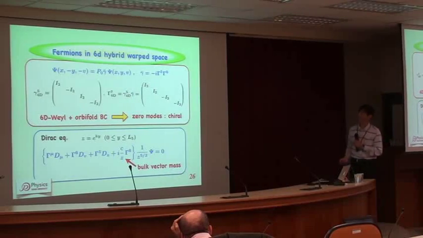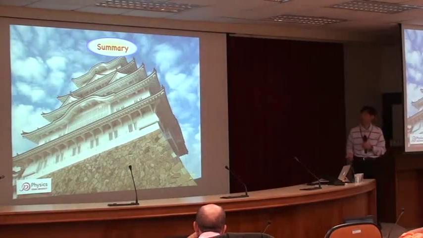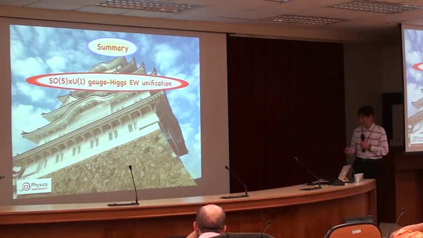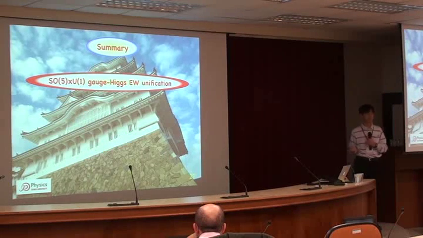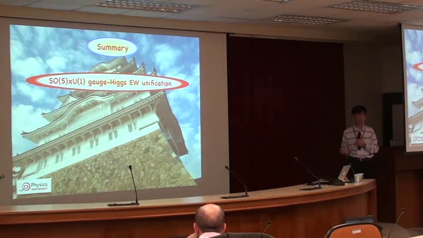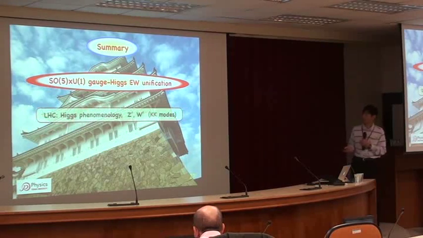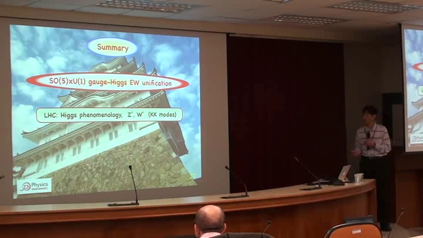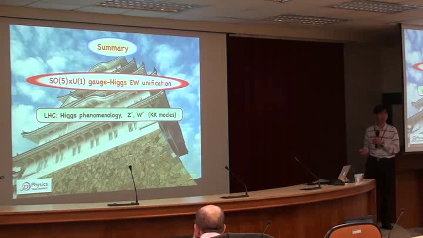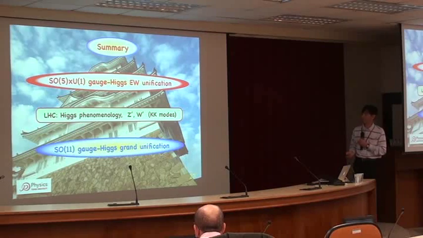All right, let me summarize. I discussed SO(5) times U(1) gauge-Higgs electroweak unification. It's quite promising, and I think that at low energy it gives almost the same phenomenology as the standard model. But now you should look for the signal of this gauge-Higgs unification in the Z prime and W prime, particularly Z prime, and some Higgs couplings. And I discussed SO(11) gauge-Higgs unification. And I think this scenario is very interesting.